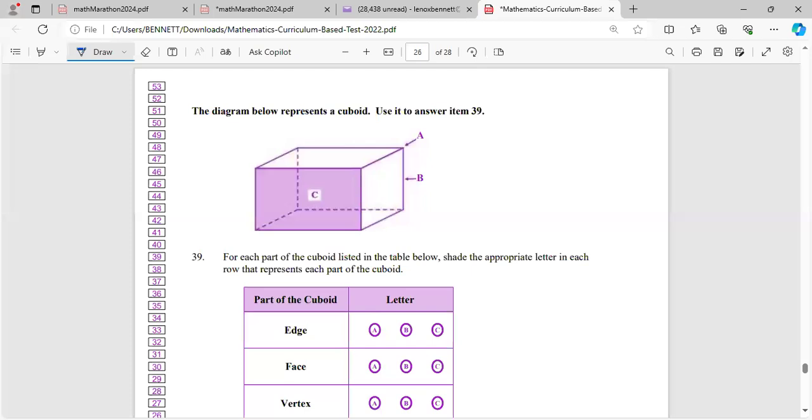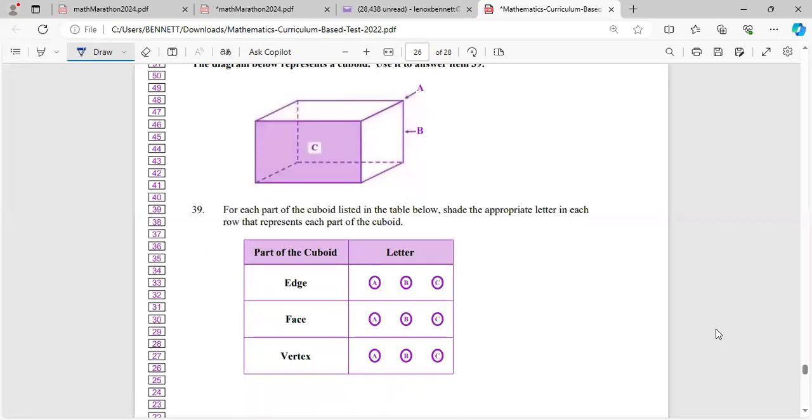For each part of the cuboid listed in the table below, shade the appropriate letter in each row that represents each part of the cuboid. Part of the cuboid: edge, letter A, B, C; face, A, B, C; vertex, A, B, C. Sir, can you scroll down, please? There is no more though. That's the question.